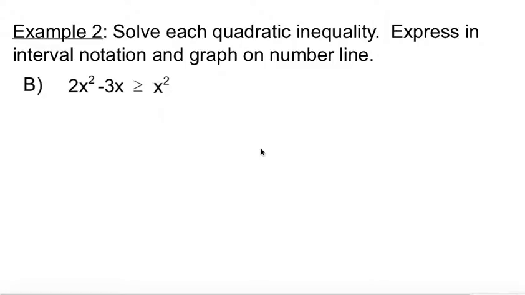All right, so now let's look at a second example of one of these quadratic inequalities. Again, we want to bring everything over on one side, and I like to bring it over on the left-hand side. So I'm going to go ahead and subtract x squared from both sides. 2x squared minus 1x squared, there is just x squared, minus 3x is greater than or equal to 0. All right, so we brought everything over on one side. We set it equal to 0.